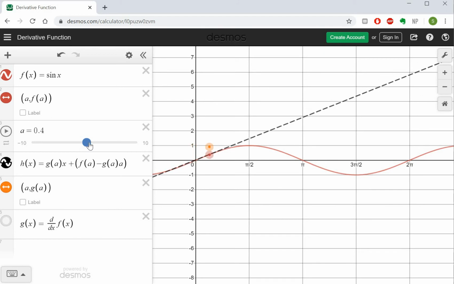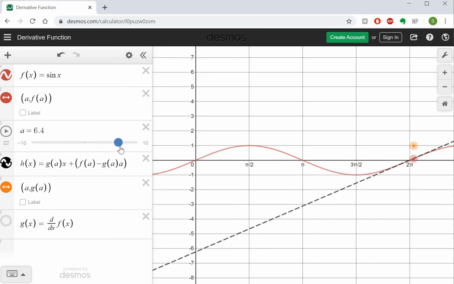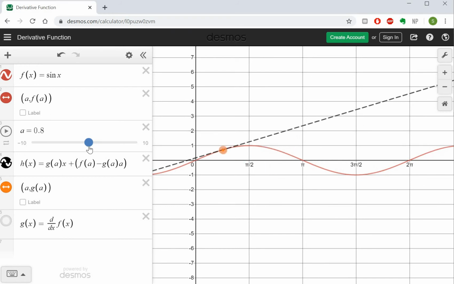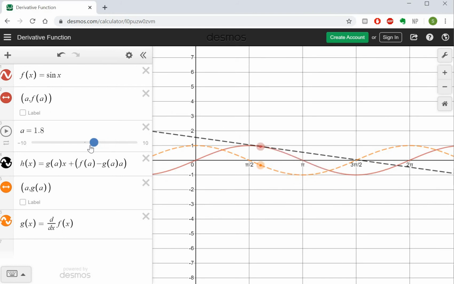As we move along, we go through a gradient of 0 at the top, then we have negative gradient, getting to another 0 gradient again, and back to 1. And obviously the cyclical nature of these trigonometric graphs means that that will just continue. So what curve is this orange point tracing out? It's the cos curve. So the derivative of sine of x is cos of x. And if you want to play around with this with a few of the other trigonometric functions, I'd encourage you to do so.